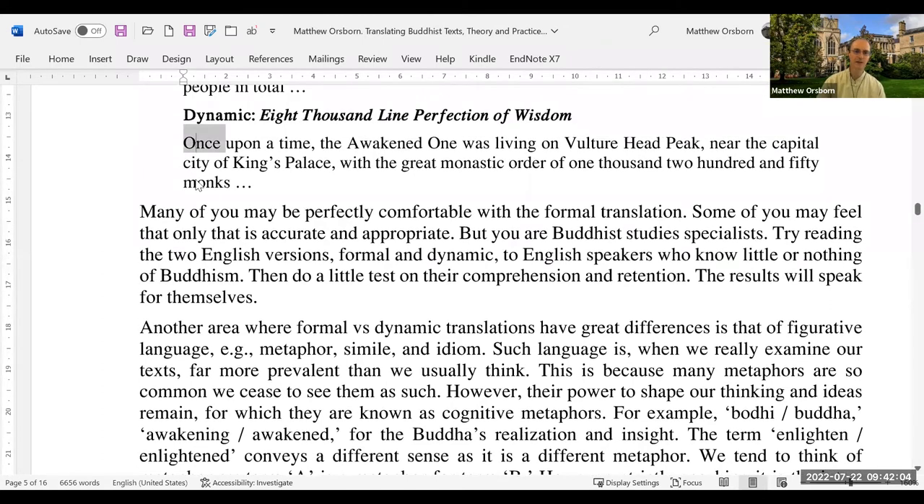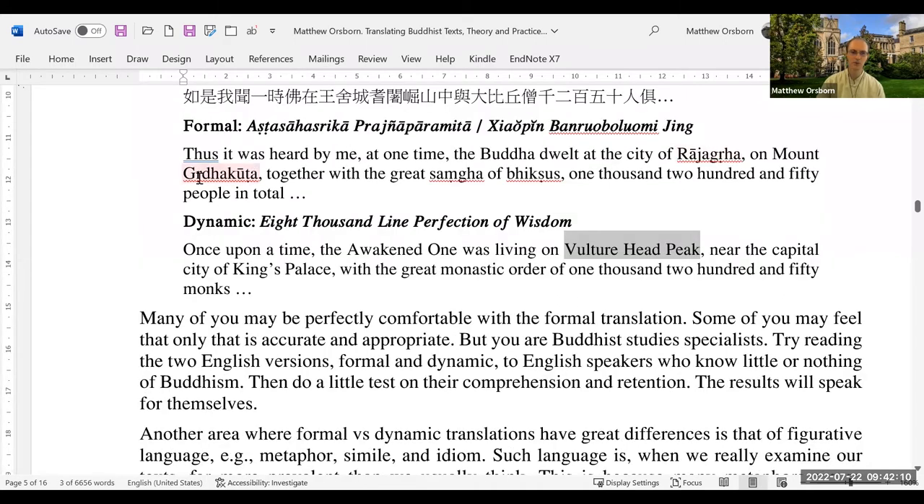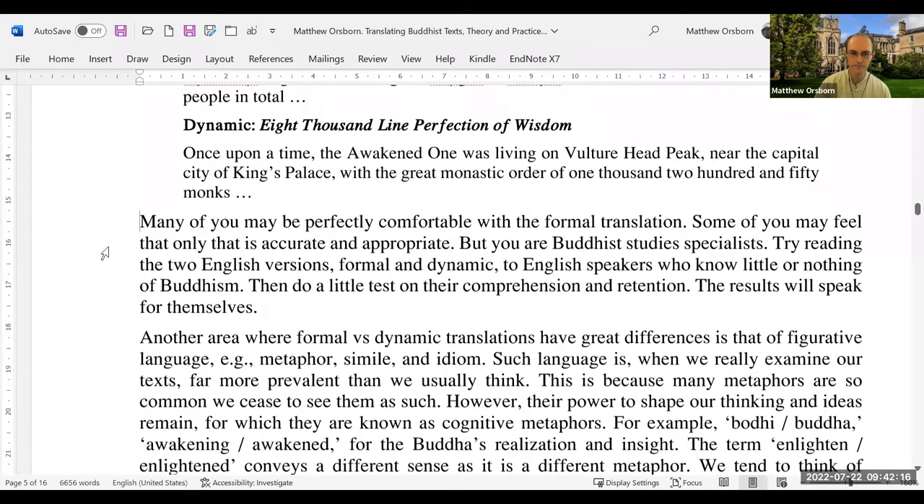People will understand this, and they will remember the basics. They'll remember that it's called Vulture Head Peak. They will not remember that it's called Gridhrakuta, because Gridhrakuta doesn't mean anything to them unless they know Sanskrit.